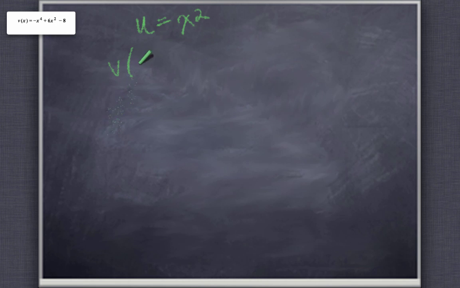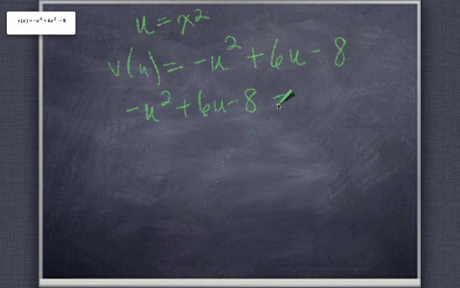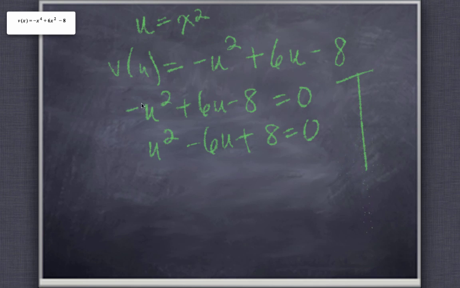So b of u is minus u squared plus 6u minus 8. Remember that I'm not a fan of having the negatives. I also don't like them leading my polynomial, so since it was equal to 0, I just changed everybody's sign, basically divided by -1. We want things that multiply together to give 8 and add together to give -6. That means they're both going to be negative.